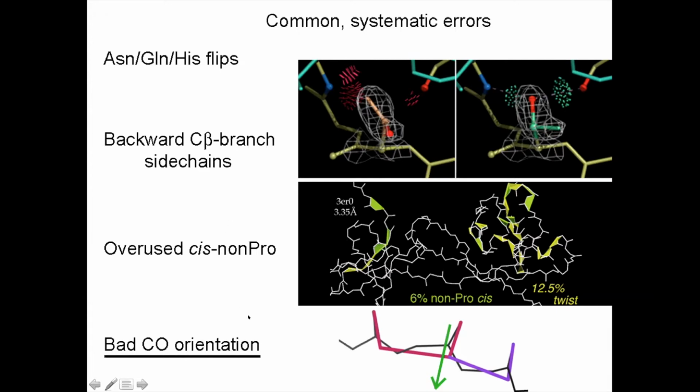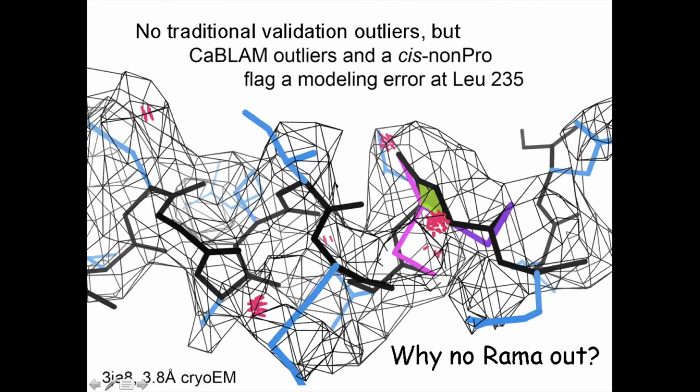And so again, just to show a specific example, at these resolutions, you can have serious errors by some criteria, and particularly the new criteria. So here in the middle of a helix is a cis-non-proline and a Ramachandran outlier and a Ramachandran disfavored and a really bad clash. But there are no Ramachandran outliers in here. The structure looks great by the old-fashioned criteria. And so what's going on?